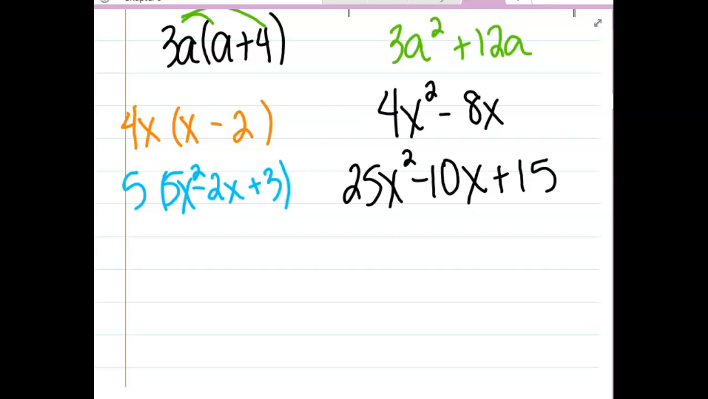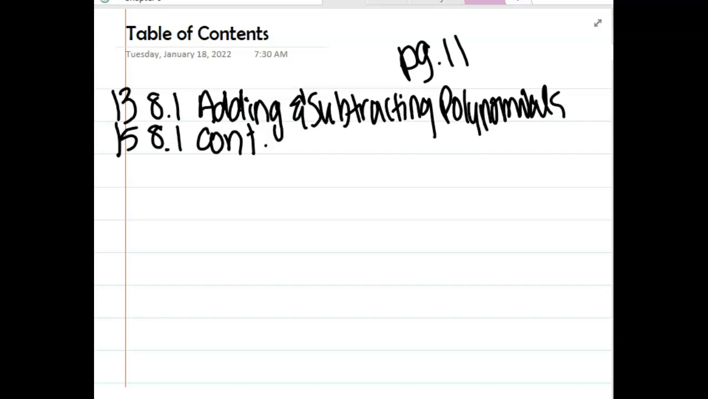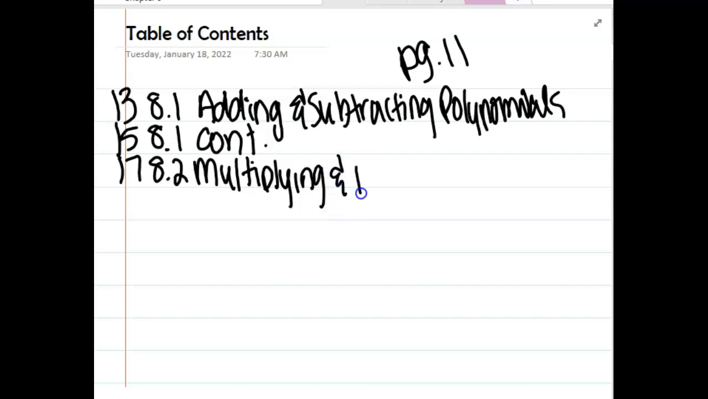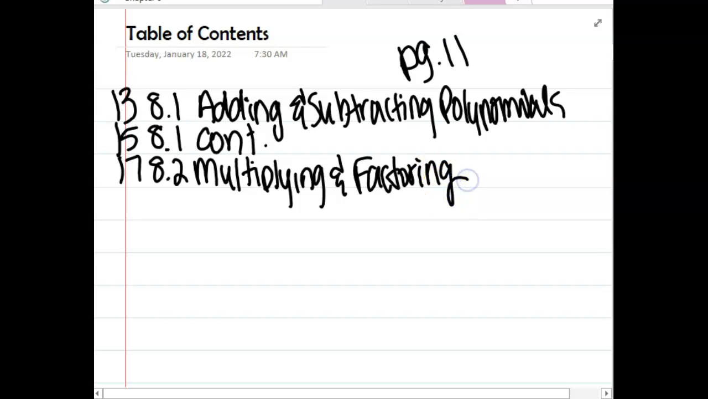Okay? Alright, so here's what I would like you guys to do. I'd like you to get these just glued like one on top of the other. You're going to glue them onto page 17. And we'll call this section 8-2, and it is going to be multiplying and factoring. So let's start with the multiplying direction. So number 1, let's start simple. If I have 4 times 3x minus 5.